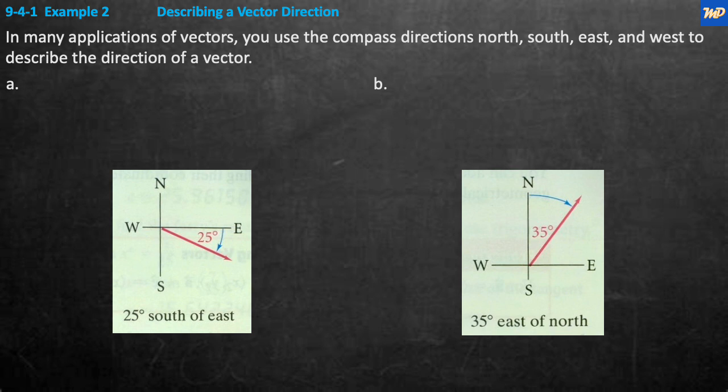You could also have said that we're 65 degrees east of south. You could have also said that, right? Going the opposite direction. And let's look at B.